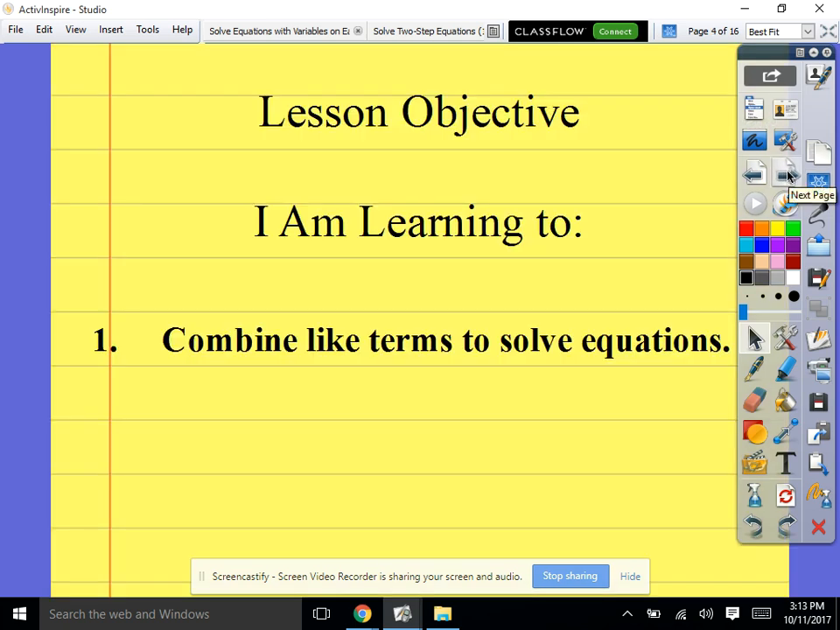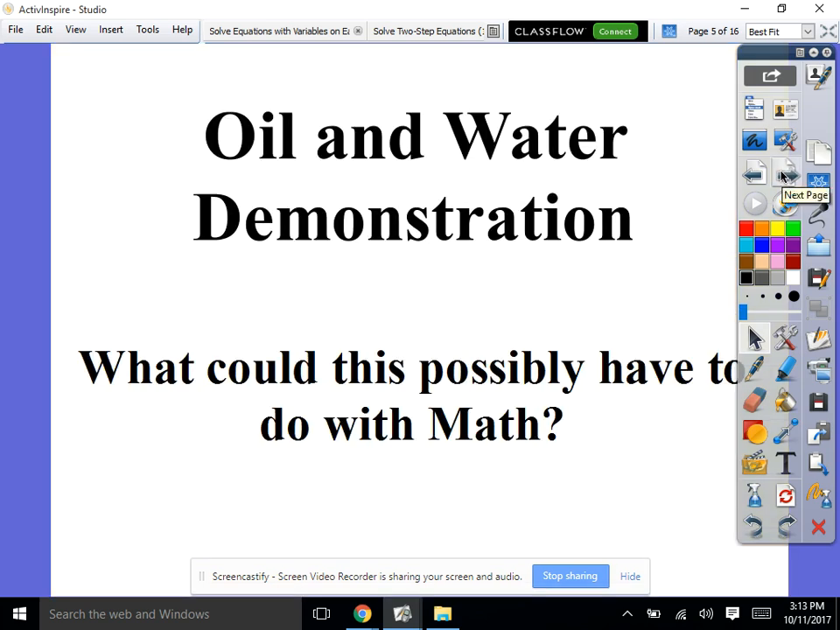All right, your lesson objective, which you need to write down at the top of your notes, is to combine like terms to solve equations. When you come back to class, we will have an oil and water demonstration. I want you to be thinking about what that looks like and what it could possibly have to do with math.